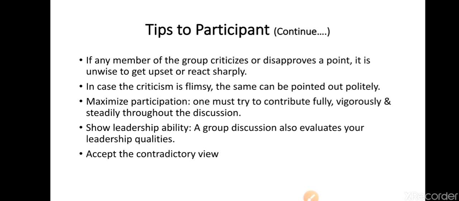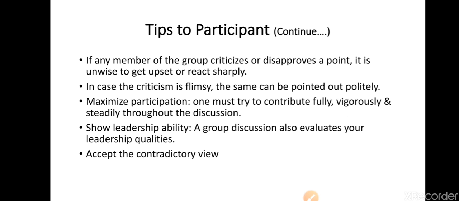If any member of the group criticizes or disapproves a point, you should not react immediately. It shows that you're short tempered. You can accept others' criticism. No need to show your anger. You have to maximize your participation. You have to show your ability, because it is the right place to get evaluated on all your qualities.